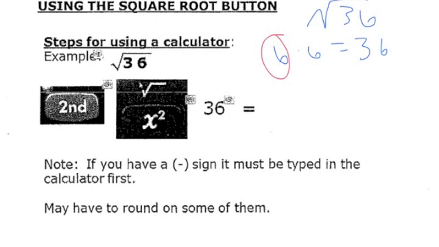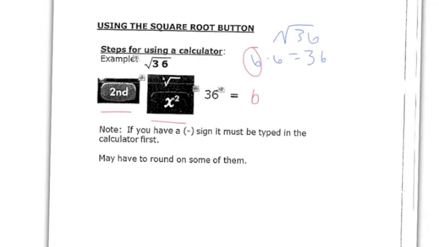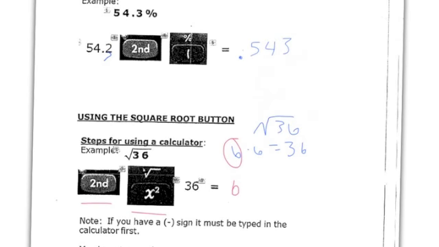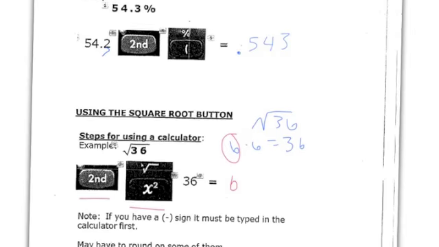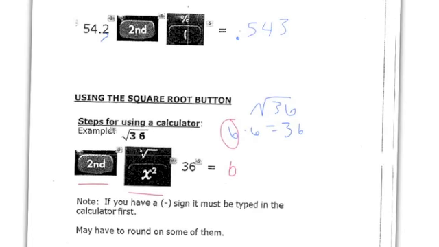If you wanted to use a calculator, you could just push second, then your x squared button on your calculator, 36, or whatever number you want to take the square root of, push enter, and you also get 6. So eventually you'll memorize these, you won't have to use your calculator, but that's just a good way to use your calculator if you would like to. Okay, so that's a little bit about percents to decimals and using the square root button.